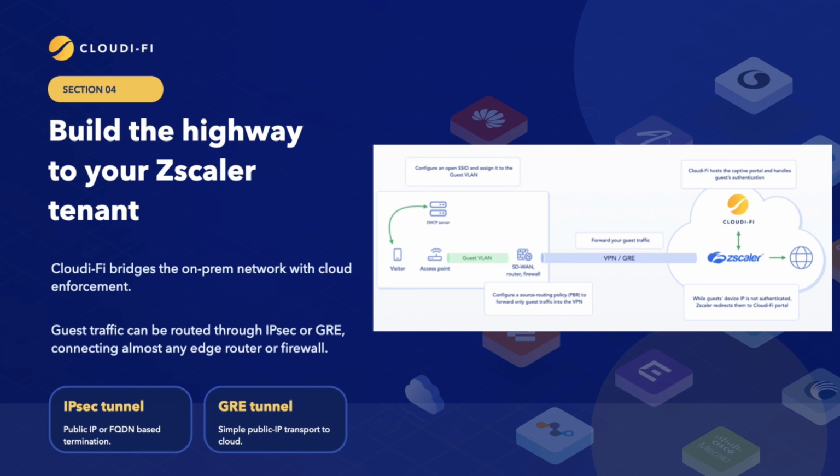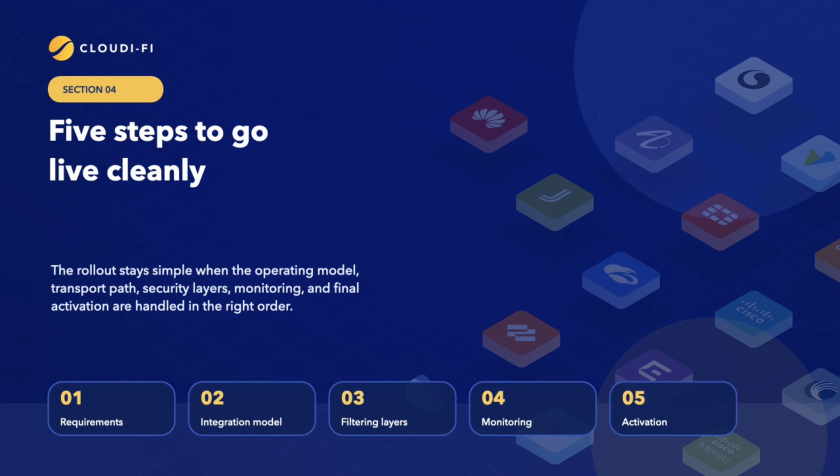the pavement. You have two primary options to route your guest traffic. If you go with an IPsec tunnel, you can configure it using either a public IP or a fully qualified domain name. If you choose a GRE tunnel, you'll use a public IP. This gives you the incredible flexibility to connect virtually any edge router or firewall straight to the cloud environment.